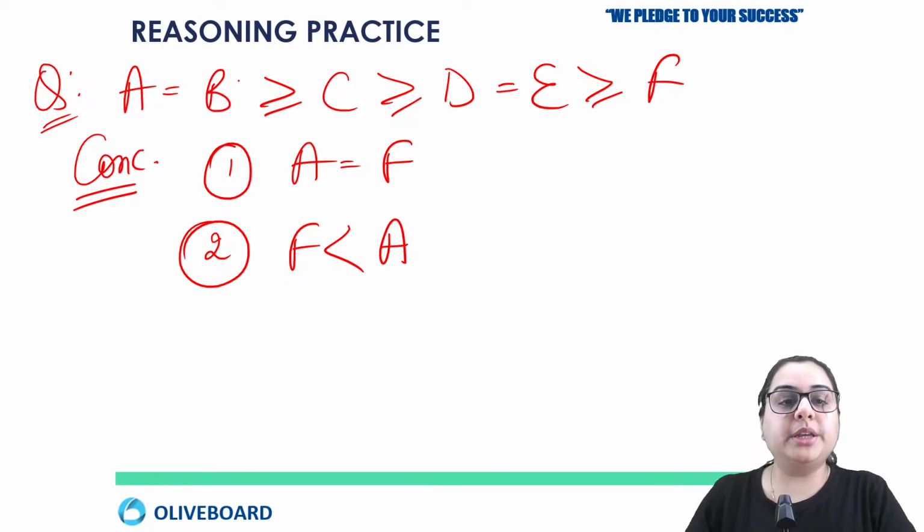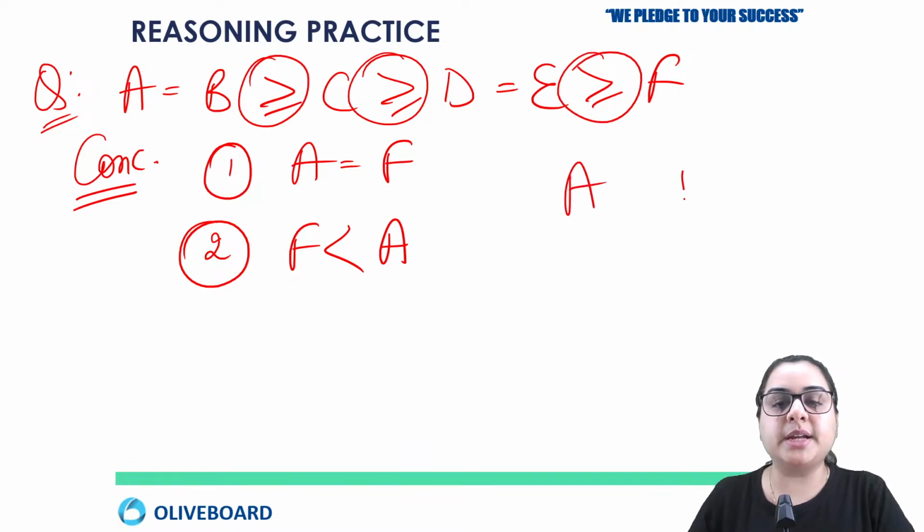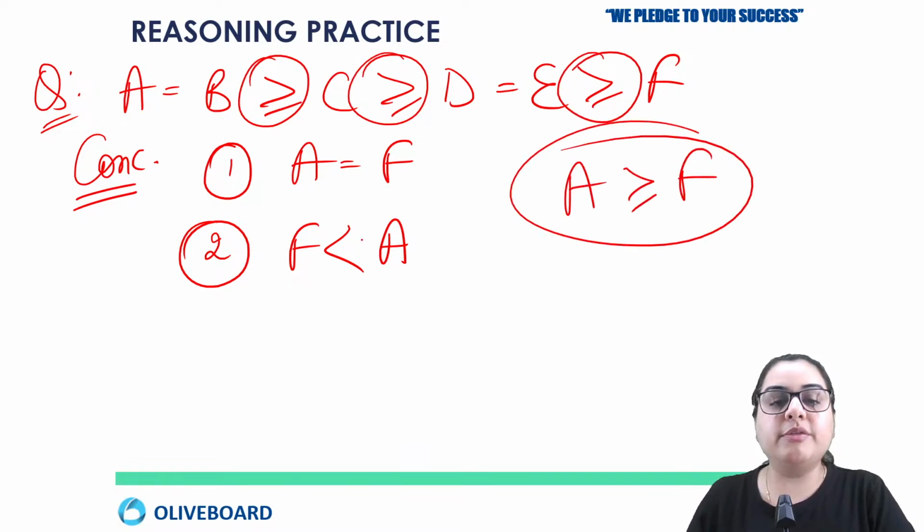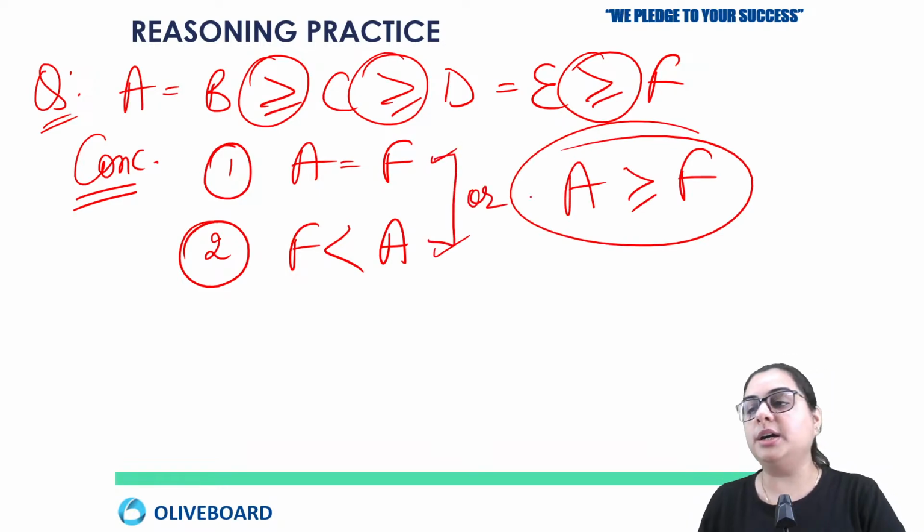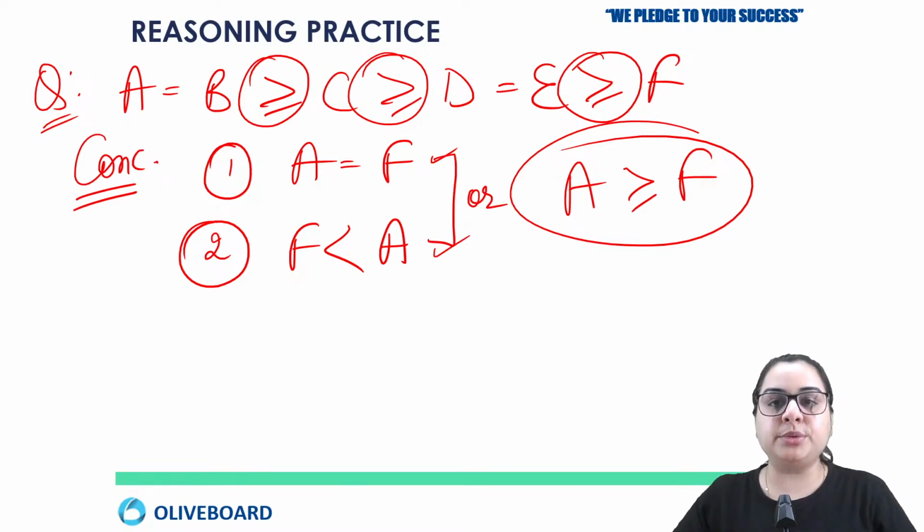Correct. Now here, if you ignore equal, you are left with this sign which comes 3 times, and hence this is concluded, which is greater towards A and equal. So these two we are going to mark either or. So this is what we have to do.